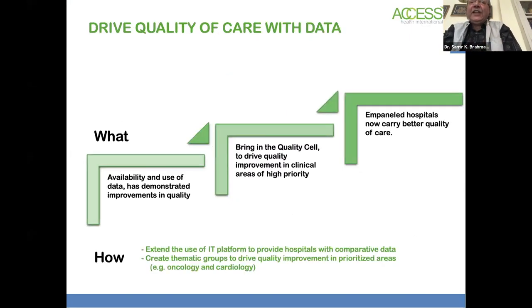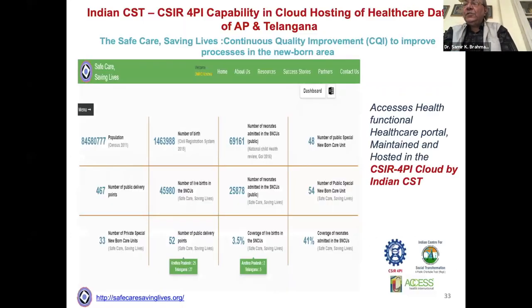And with this, we could actually improve availability and use of data, bring in the quality call to drive quality, and then decide policies and empanel hospitals that actually have better quality. And this data today, you will be very happy to note, next slide, is sitting in the 4th Paradigm cloud with the help of the Indian Center for Social Transformation, with whom I am associated. Next slide.